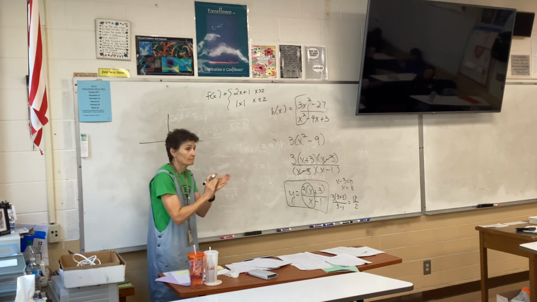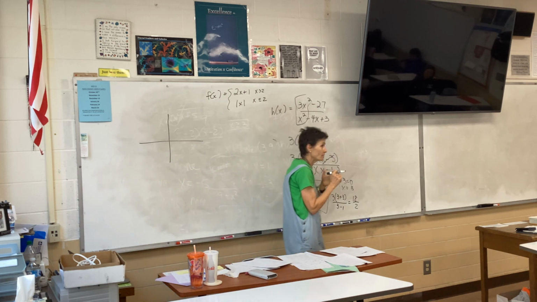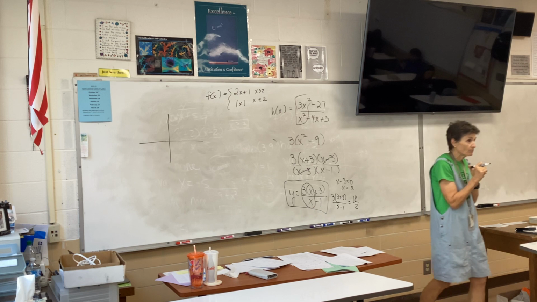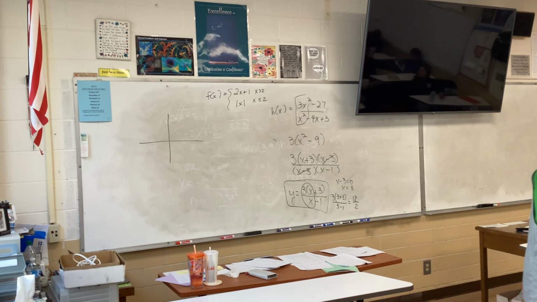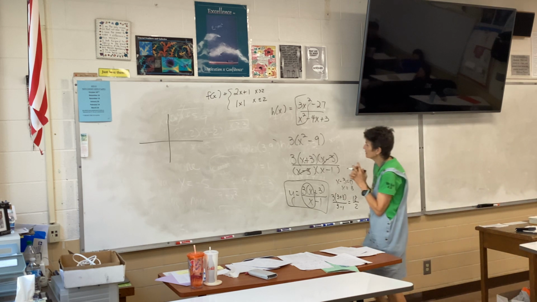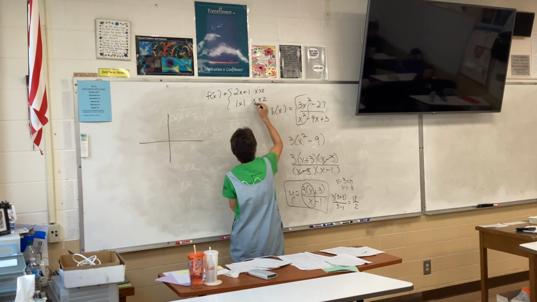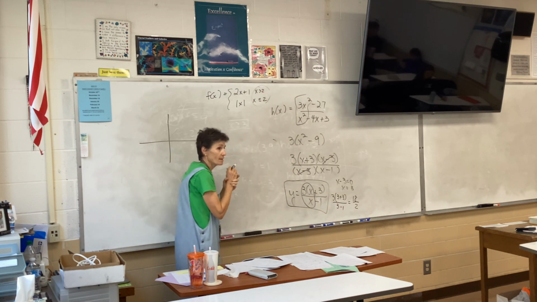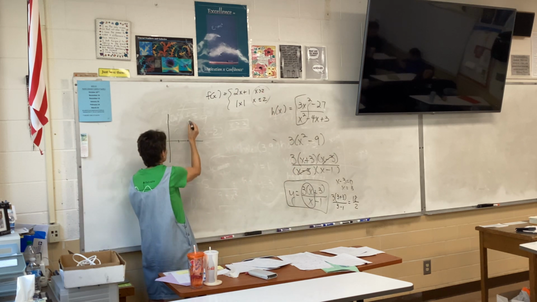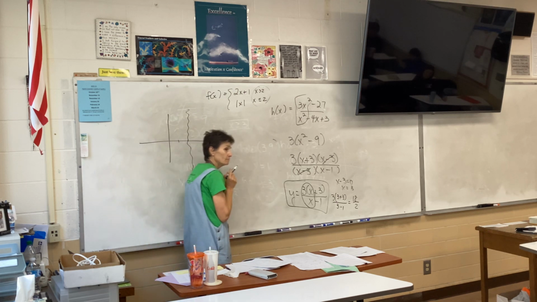Alright. Who remembers our strategy here? What do we do to start? Sydney, do you remember? These are the weird graphs that we do in pieces. So we start by looking right here, and that tells us that our picture is going to be broken at 2.